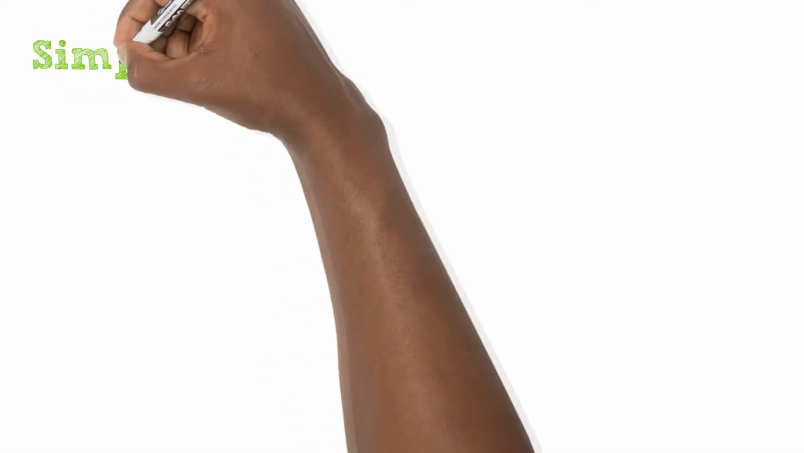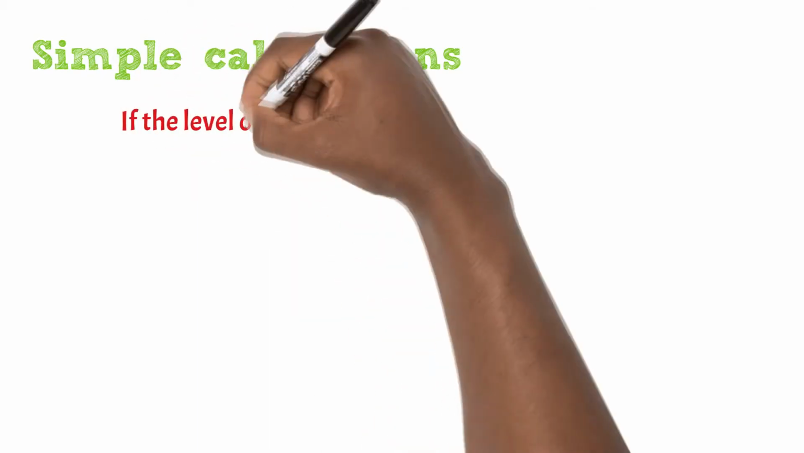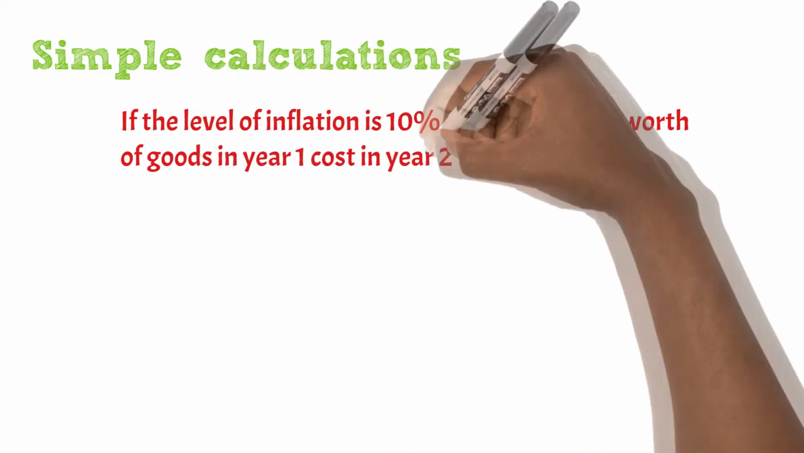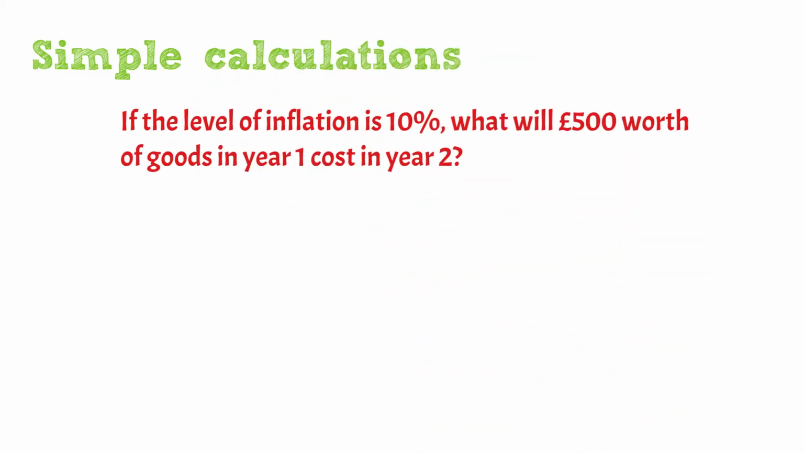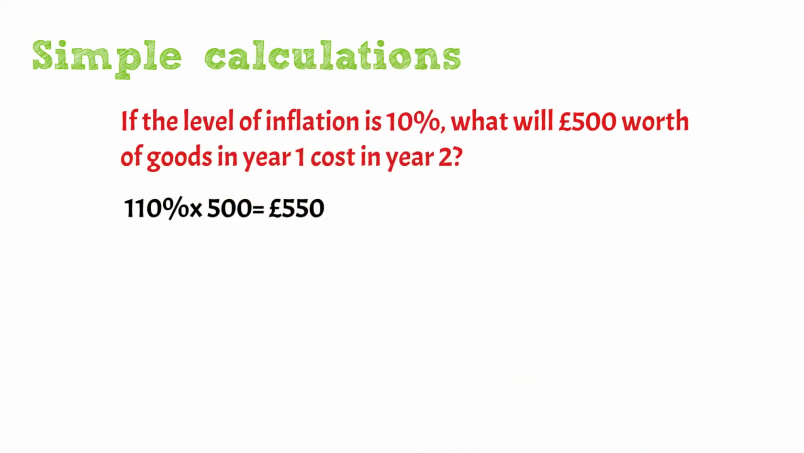You may be required to do some simple calculations. These are maths questions based on inflation, and are similar to GCSE level percentage questions. For example, if the level of inflation is 10%, what will £500 worth of goods in year 1 cost in year 2? This can be calculated by 110% by 500, which gives £550.